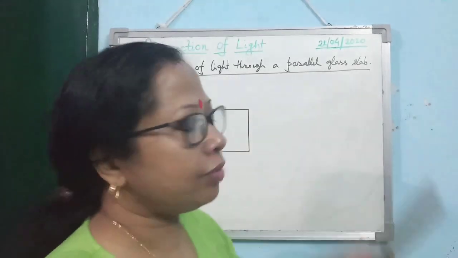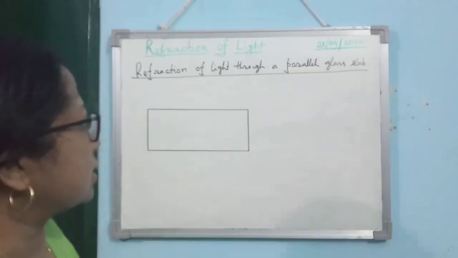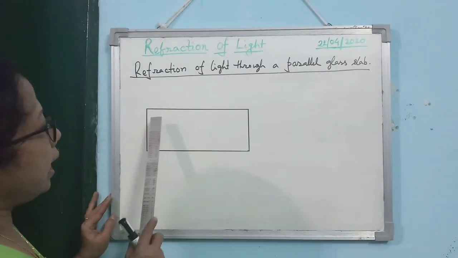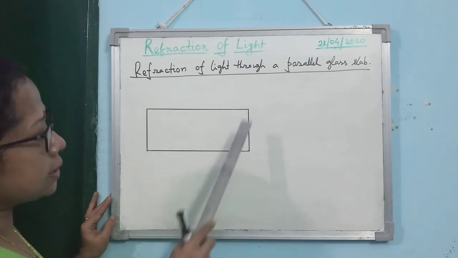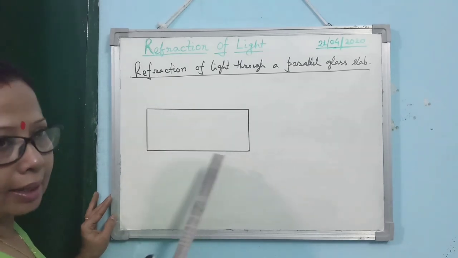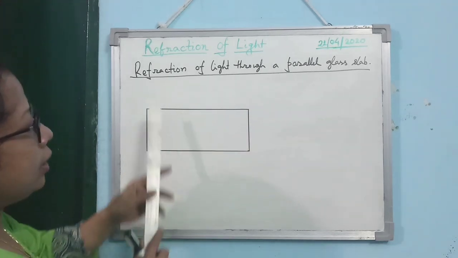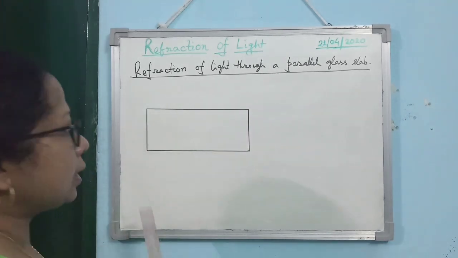This is the refraction of light through a parallel glass slab. So you see, you have taken one glass slab, it is a transparent medium, and its opposite sides are in the form of a rectangle. Alright, so it is a rectangular glass slab. Now when light falls on it, how will it suffer refraction?